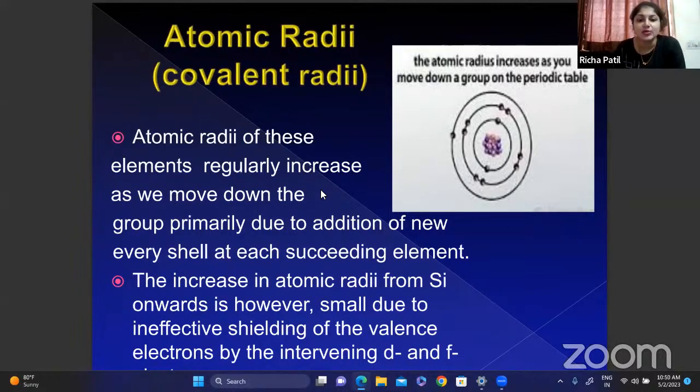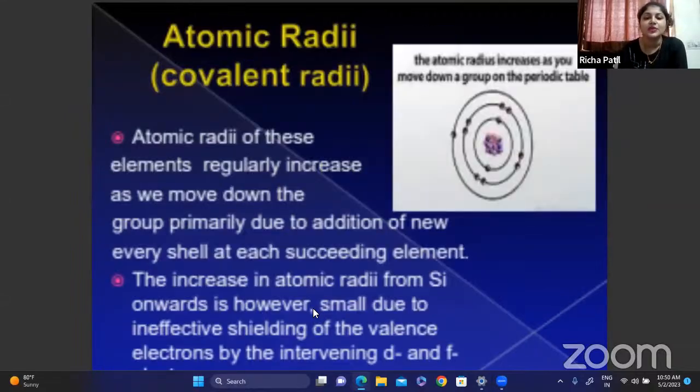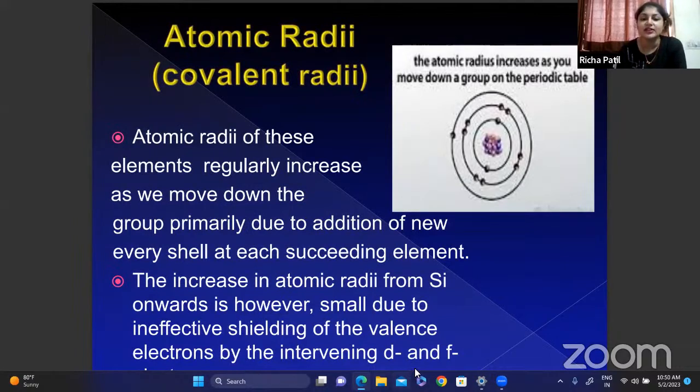So the increase in atomic radii from silicon onwards is, however, small. Why? The reason is again ineffective shielding of the valence electrons by intervening d and f orbitals. So because of the presence of d and f orbitals, there is a sudden decrease in the atomic radii, because of the ineffective shielding of the valence electrons.